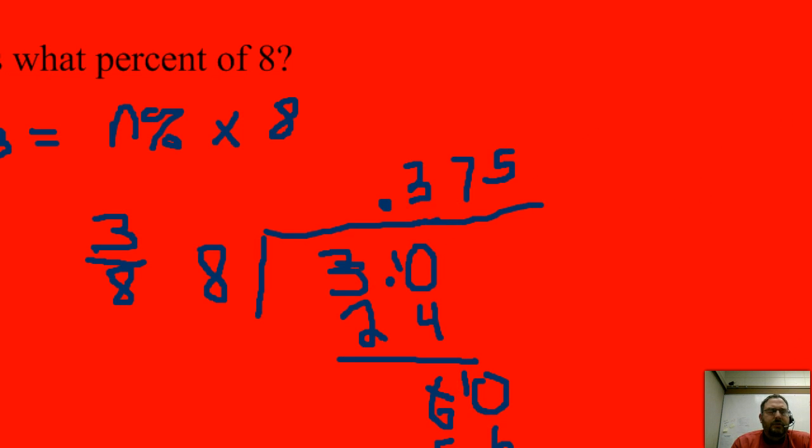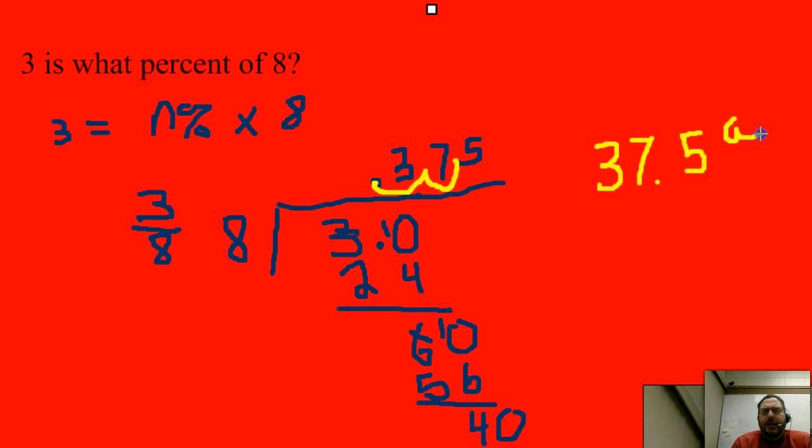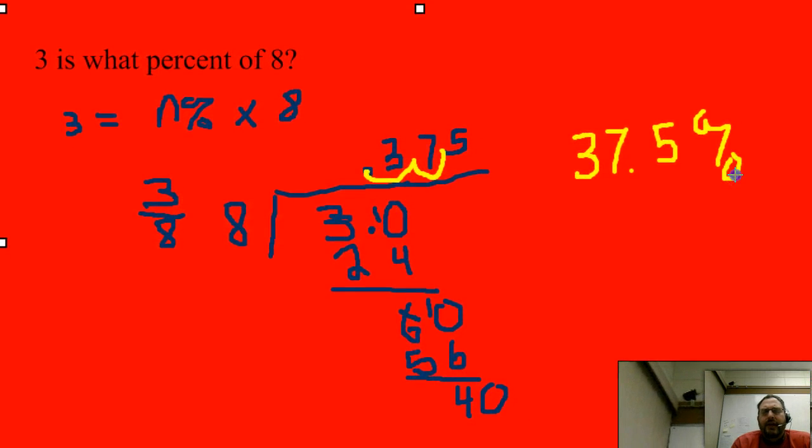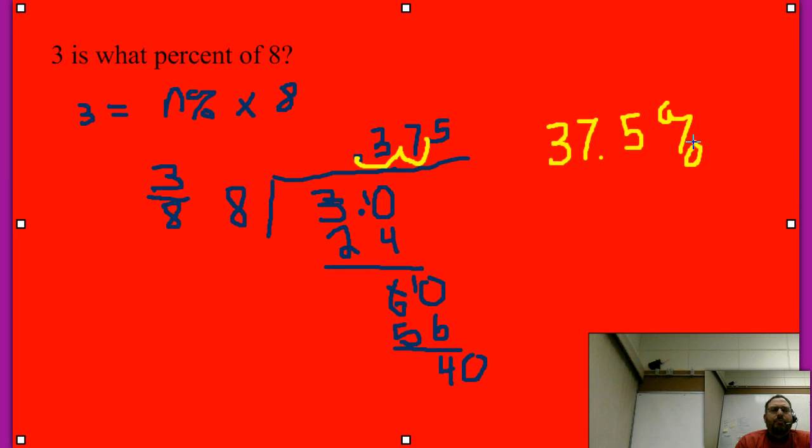Alright, pause. This is really easy now. I think to turn a decimal into a percent, you take your decimal and you move it 2 places to the right. I rewrite my number as 37.5 and then add the percent sign. So 3 is 37.5% of 8. Watch this video again as many times as you need to figure out how to find what percent one number is of another number.